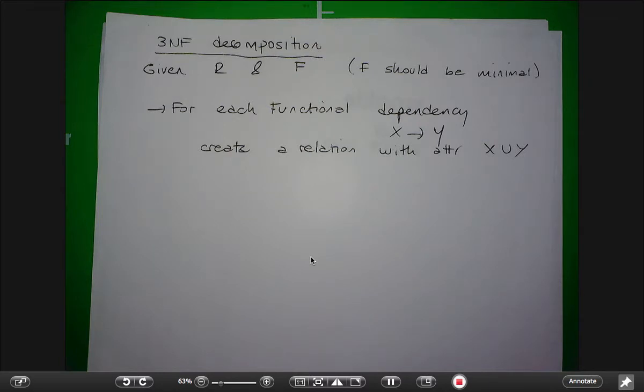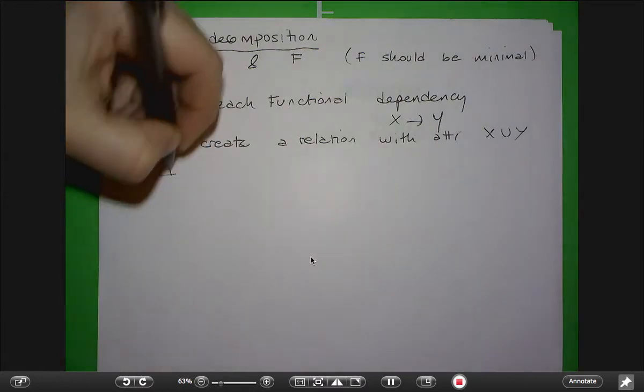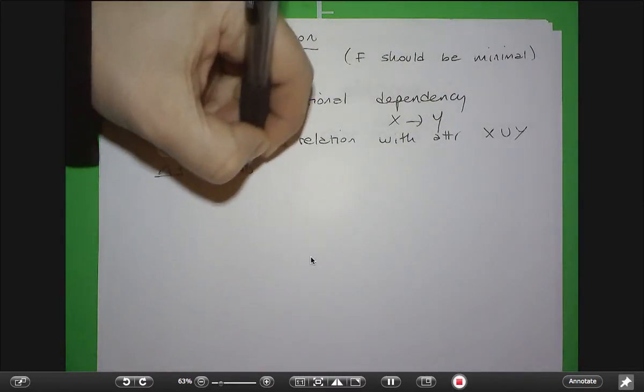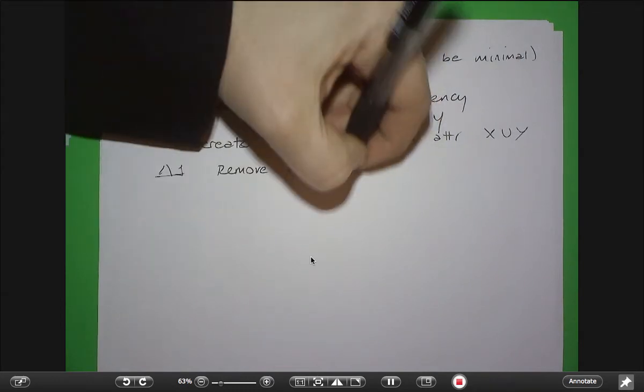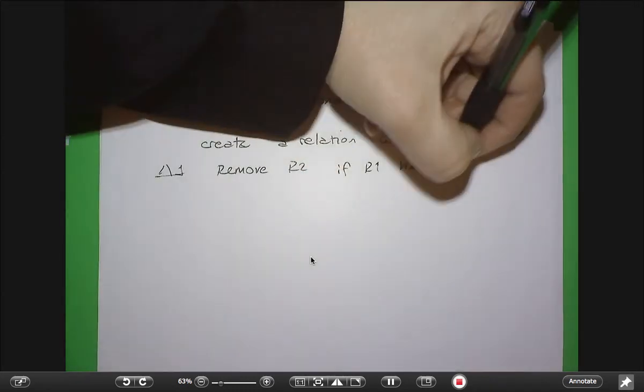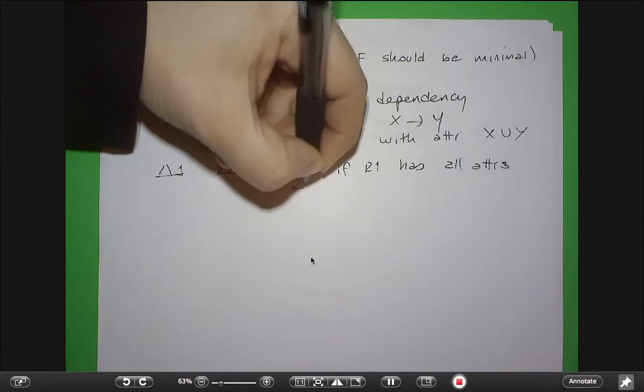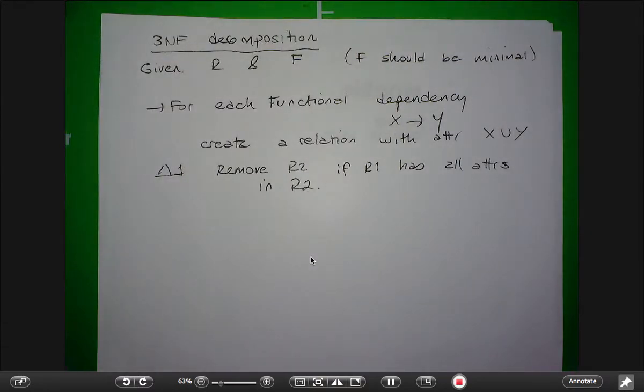But there are a couple of caveats, okay? Once you're done with that, you do a little bit of accounting. So the caveat one is that if there's one relation that has all the attributes in the other one, then you want to remove the unnecessary ones, right? So remove R2 if R1 has all attributes in R2, right? So if there's another one that has everything, then remove that. I will show you why that happens in a second.